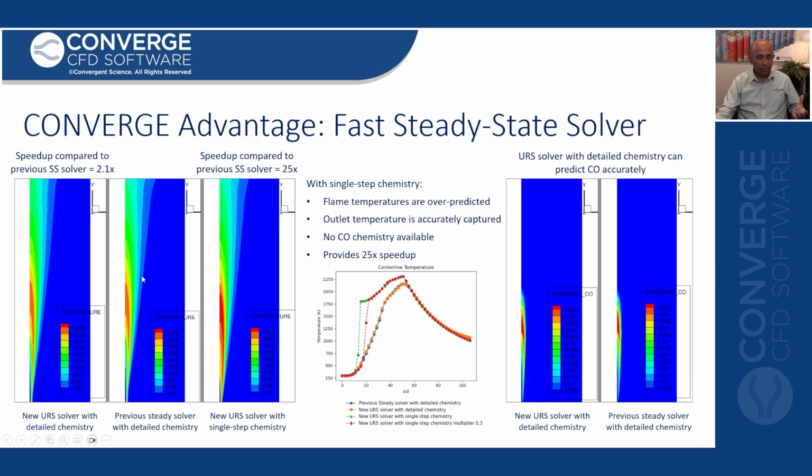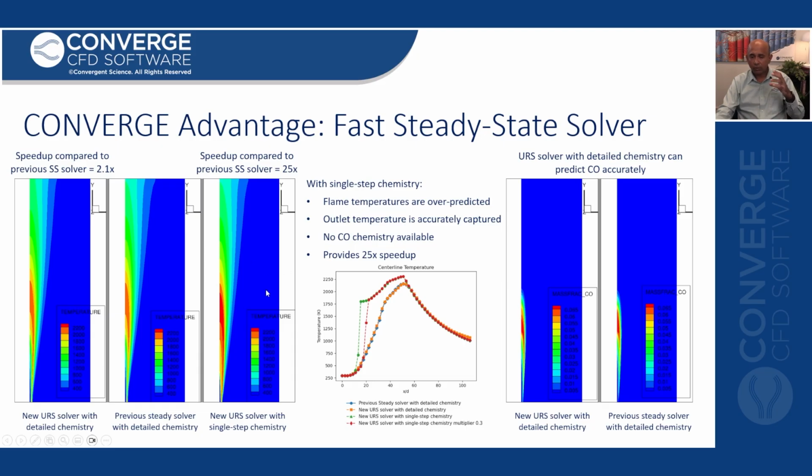Now, in both of these, we are doing detailed chemistry with about a 50-odd species mechanism. Now, if you take the new steady state solver and use simplified chemistry, that is a single-step chemistry, the flame shape looks pretty decent, pretty accurate. You get about 25 times speed up compared to the previous steady state solver. So that's the advantage that you can get. If you want accuracy, you can get accuracy. If you want speed up, you can get speed up with decent accuracy as well.